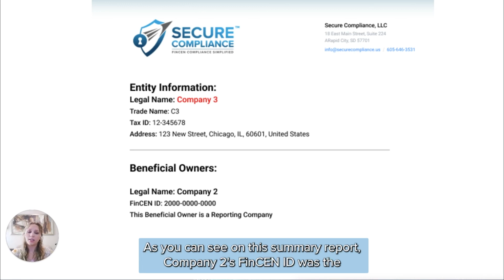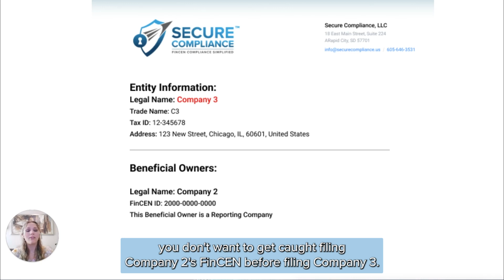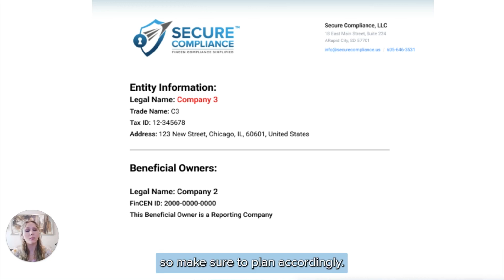As you can see on this summary report, Company 2's FinCEN ID was the only beneficial owner added. Also note here, in a situation like this, you don't want to get caught filing Company 2 before filing Company 3. You need that FinCEN ID in order to use this shortcut, so make sure to plan accordingly.